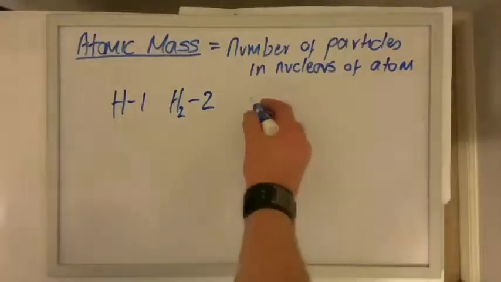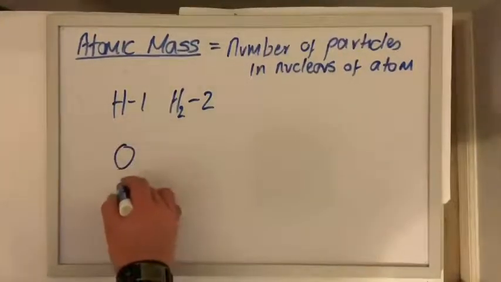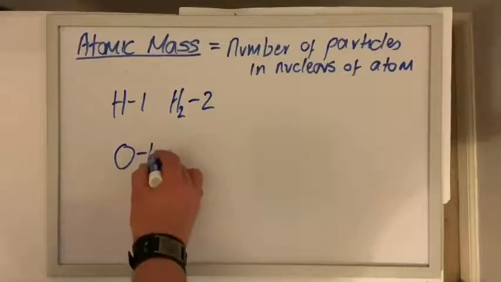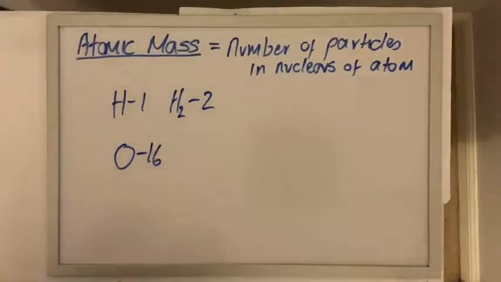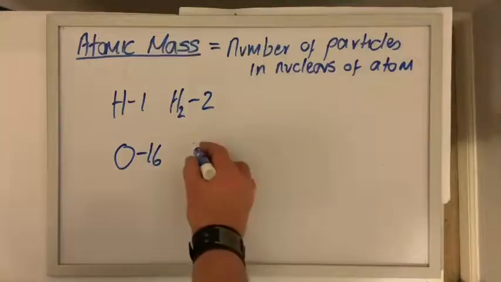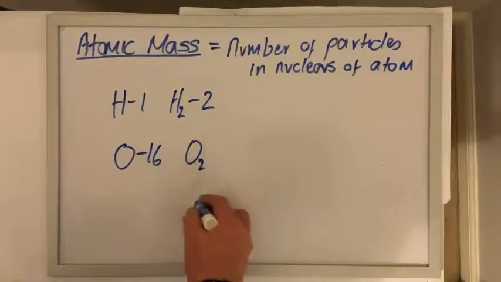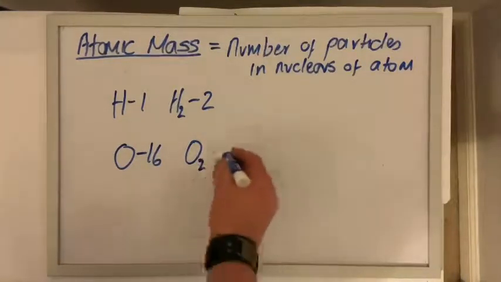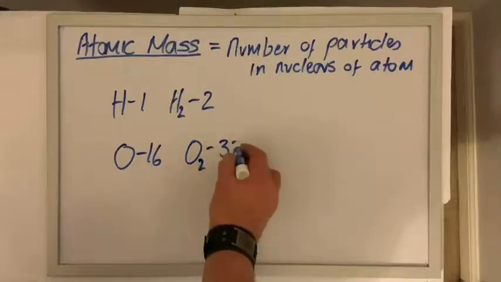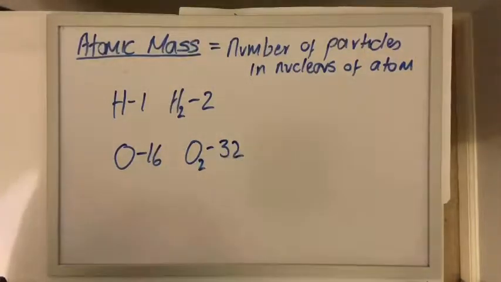Same goes with oxygen. We have oxygen, that has a mass of 16. 8 protons, 8 neutrons. If we've got gaseous oxygen, O2, that therefore will have a mass of 32, because it will have 2 atoms, each of 8 protons, 8 neutrons, 32 particles. This can obviously be extended for when we have compounds to look at the formula and the mass of those.